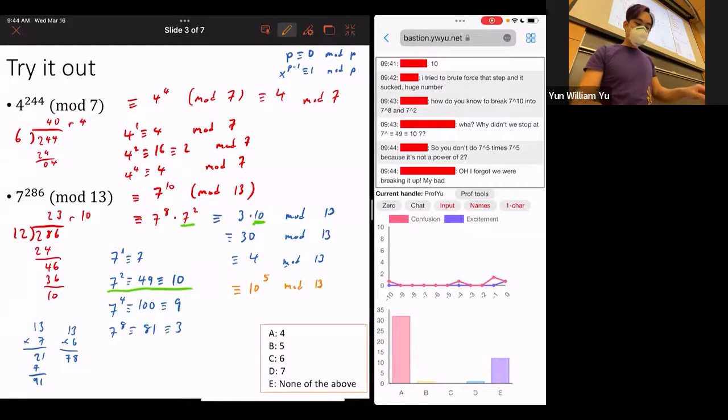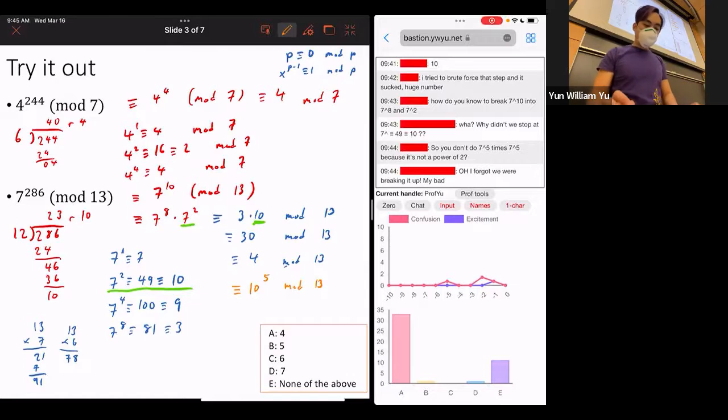Yeah, so you can do 7 to the 5 times 7 to the 5. It will also work. Sometimes it'll be easier, and you're allowed to do these other methods, but it just isn't an algorithm that will work every single time. Whereas breaking it up into powers of 2 will always work, but sometimes it'll be more work.